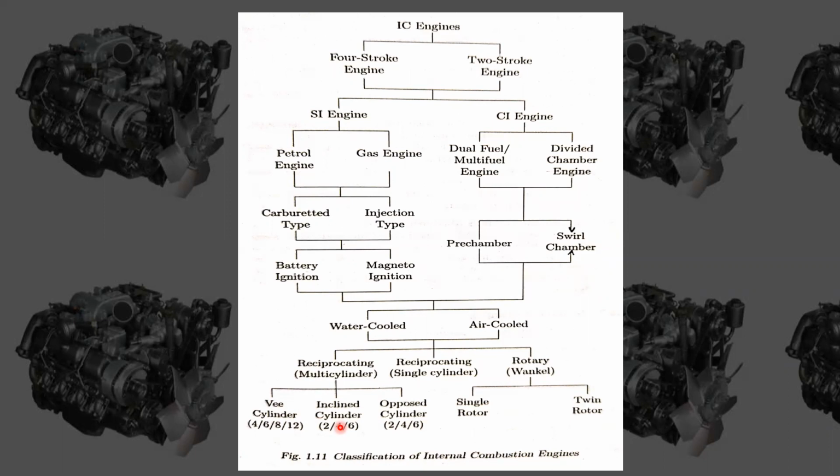Odd numbers of cylinders are not going to be in this. They will be there, but the arrangement is very different. I will show you that also. And inclined cylinders, that is 2, 4, 6, and opposed cylinders also we can use, 2 cylinders, 4 cylinders, 6 cylinders. If the number of cylinders is more than 6, we mostly prefer V cylinders.